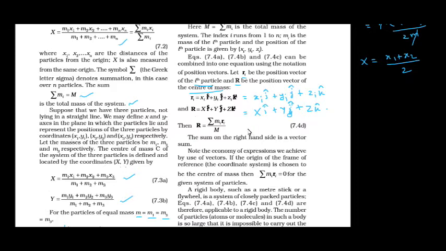Now we can write the same thing, position vector R, as a sigma. So we can write it as sigma mi ri upon capital M. So R can be written in this form.